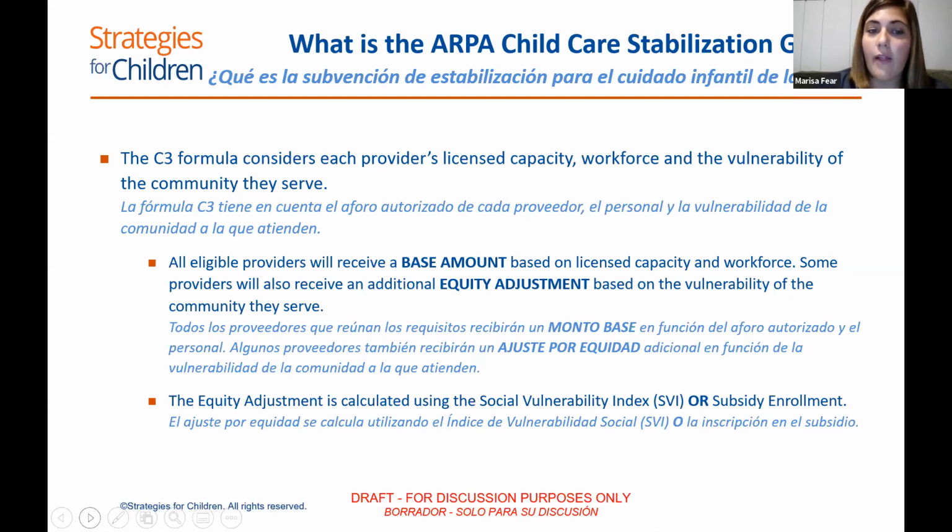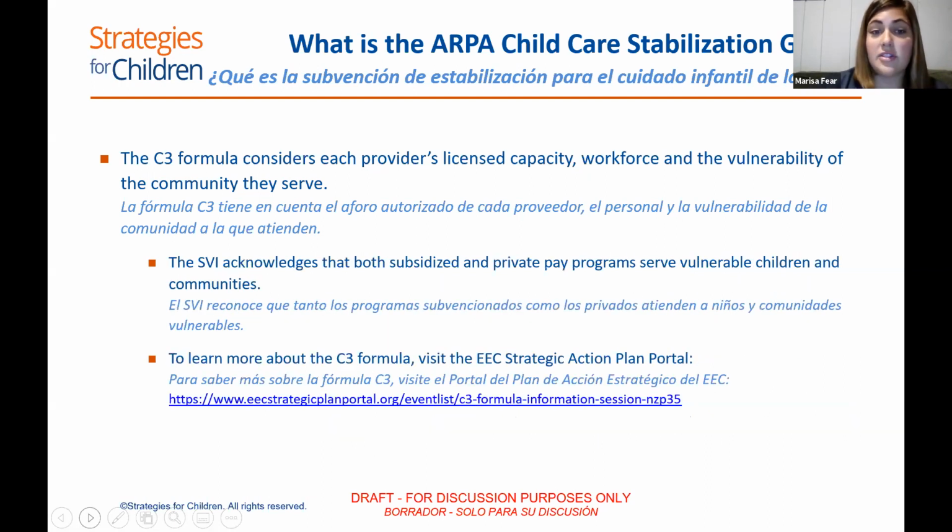So all eligible providers, regardless, will receive a base amount based on license capacity and workforce. Some providers will also receive an additional equity adjustment, which is reflected in the application, and that is based on the vulnerability of the community that you serve. The equity adjustment is calculated using the Social Vulnerability Index or your subsidy enrollment. So we're going to talk a little bit more about the Social Vulnerability Index and your subsidy enrollment later on and how that works in the application.